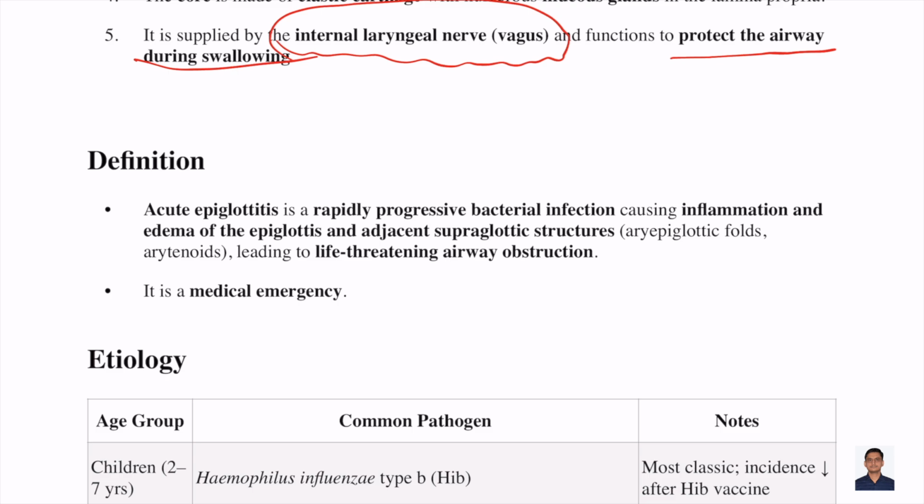Acute epiglottitis is a rapidly progressive bacterial infection which causes the inflammation and edema of the epiglottis, and along with the adjacent supraglottic structures like aryepiglottic folds and arytenoids, and it leads to the life-threatening airway obstruction. Thus, it is a medical emergency.